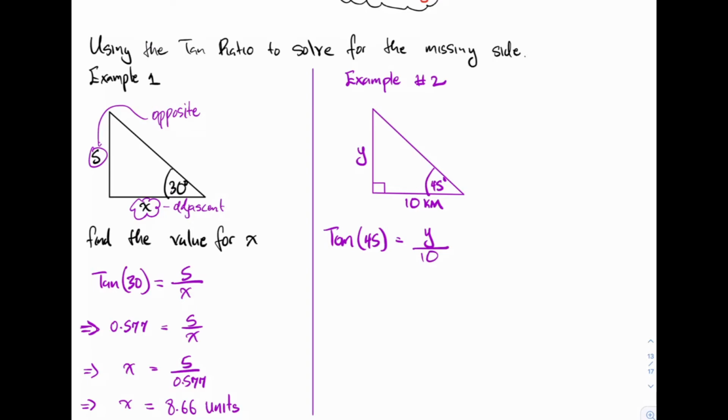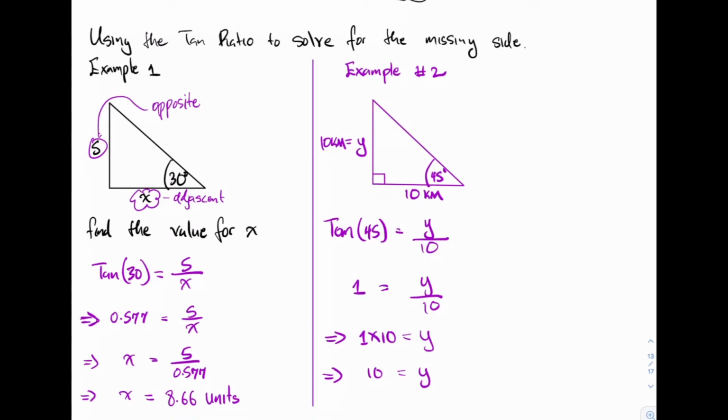So let's go to our calculator. We type in the tan of 45, and the tan of 45 comes out to be 1. So therefore, we have y divided by 10 equals 1. This means that 1 multiplied by 10 is equal to y, which means that 10 is equal to y. So we've solved for y, which is equal to 10 kilometers. Notice that when we're solving for the sides, we use the tan ratio to solve for the opposite side and the adjacent side. We do not use the tan formula to solve for the hypotenuse.